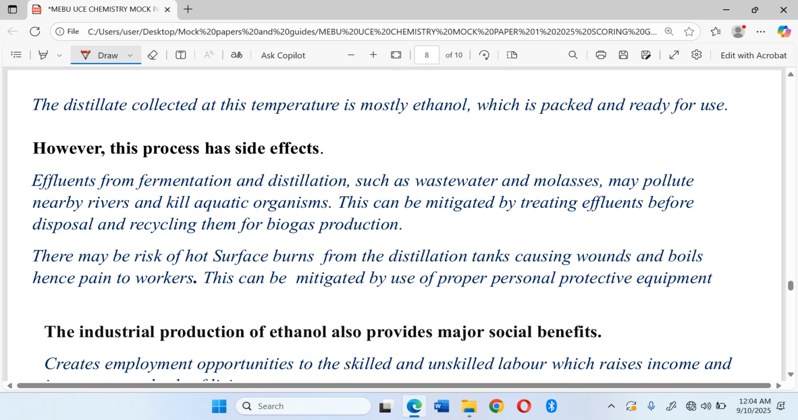So let's look at this. Effluents from fermentation and distillation, such as wastewater and molasses, may pollute nearby rivers and kill aquatic organisms. This can be mitigated by treating effluents before disposal. So we can treat the effluents before disposal. We said all that, we'll be able to get 6 scores.